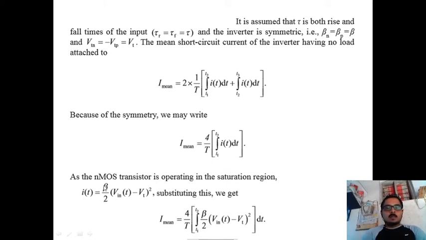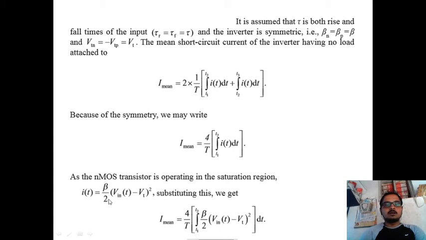Then see here, as the NMOS transistor is operating in the saturation region, this is the current equation. This equation we will see in many topics. This is the general current equation for the NMOS transistor operating in a saturation region.